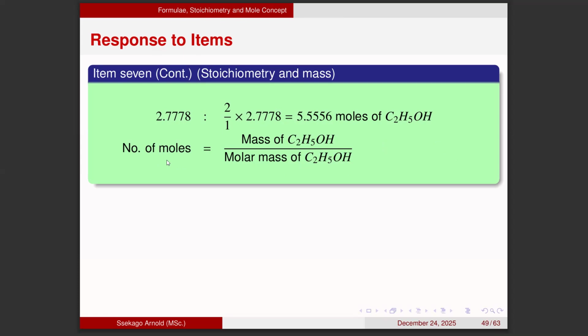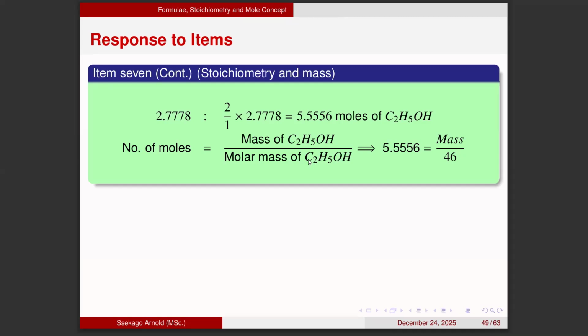So the moles, we have them, we have calculated them. We want mass, and the molar mass can be obtained. So the moles are 5.5556 equal to mass, which I want to find, over molar mass. So this 46 you are seeing is obtained from the molar mass of ethanol.